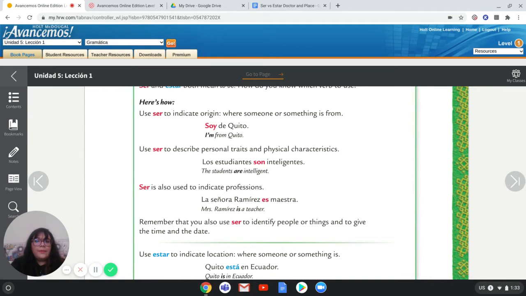Ser is also used to indicate professions, so like careers or jobs. Yes, you can change jobs or careers, right? But again, it's not as often changed, and it's not really temporary, at least I would assume you wouldn't consider your job to be temporary.